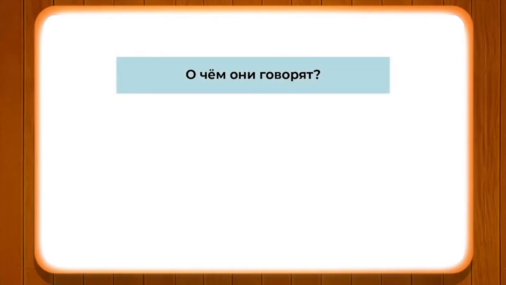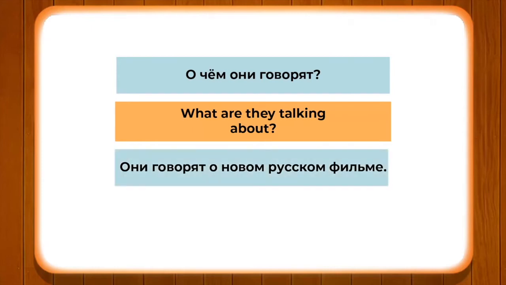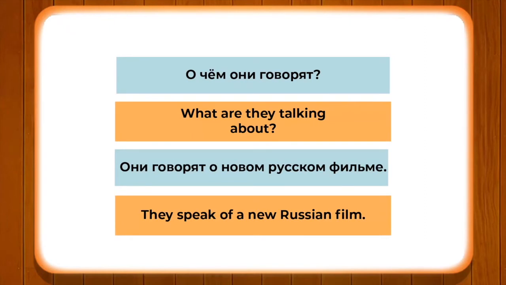Now please pay attention to the next sentence. О чём они говорят? About what are they talking? Они говорят о новом русском фильме. They are talking about a new Russian film. Here we have the adjectives новом русском, and the noun фильм changes into фильме. Here again we have added е. You also need to keep this in mind while converting the sentence, while using о, which means about. In both cases, whether it is о ком or о чём, if the noun belongs to the masculine gender, it has the ending е. We add е.